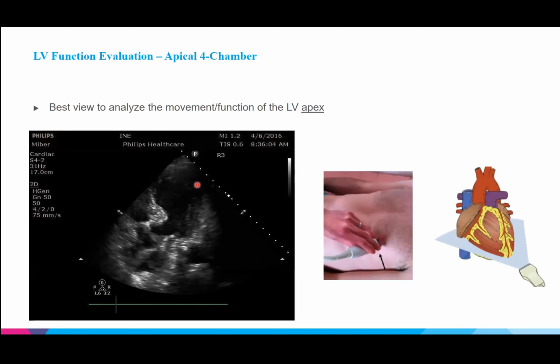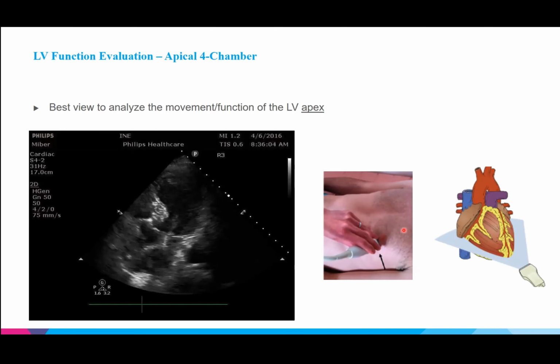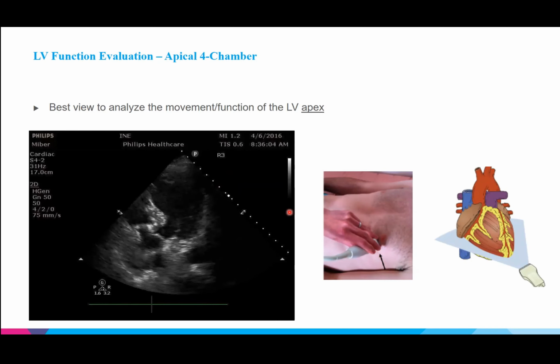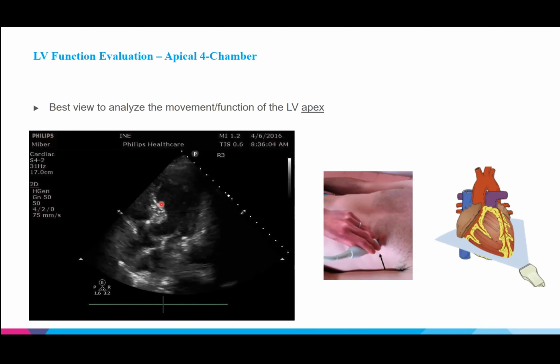Of course, we have a couple other views when looking at the heart. This is just an example of assessing LV function with the apical 4-chamber view. Now we're going mid-clavicular, below the nipple, with the dot still pointing to the left shoulder. This is really going to be your main view to look at all 4 chambers, with an emphasis on the apex. So we're getting a very good look at the left ventricular apex.